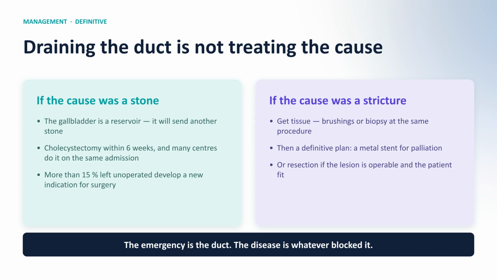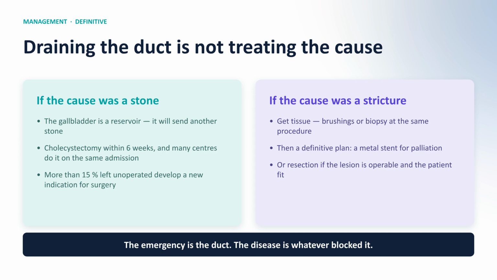the procedure. Draining the duct treats the emergency. It does not treat the cause. If the cause was a gallstone and the gallbladder is still in place, that gallbladder is a reservoir which will send another stone. Cholecystectomy should follow, traditionally within 6 weeks, and many centers now do it on the same admission once the patient has recovered. More than 15% of patients left unoperated develop a new indication for surgery.